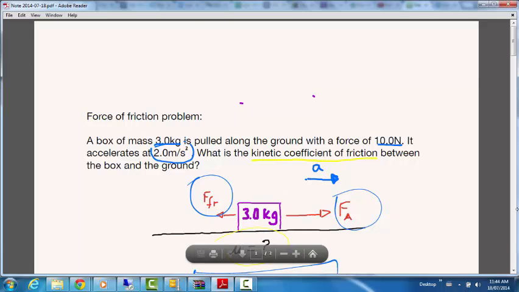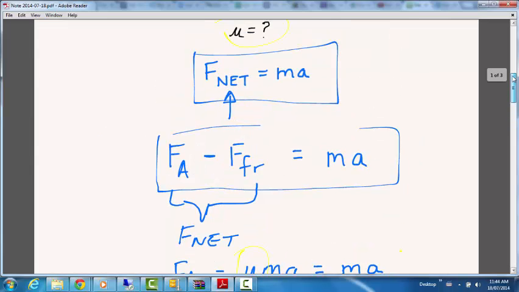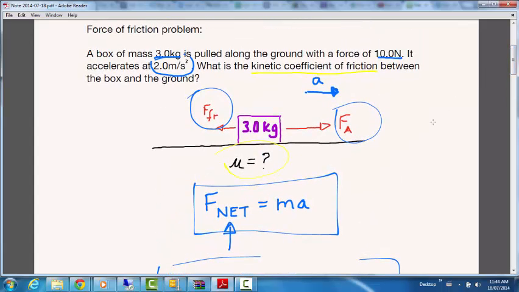So I drew a diagram of this where we have the applied force acting to the right, which will then imply that the box accelerates to the right in the same direction as the force. Okay, so the box is going to speed up. It's going to speed up due to this applied force. It's going to speed up towards the right.